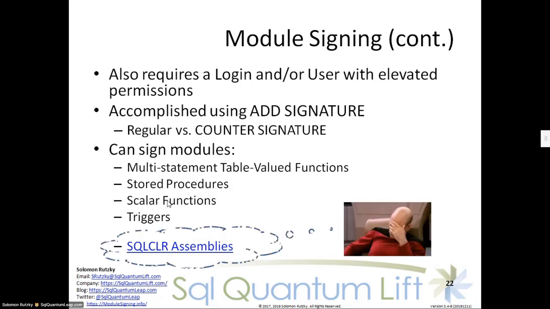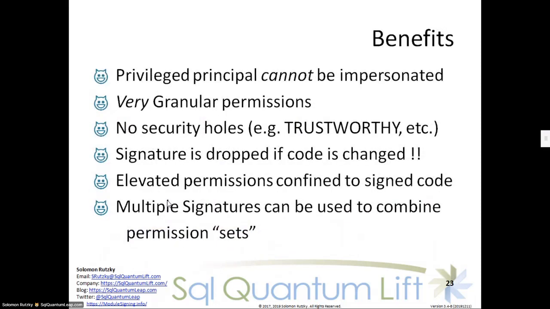You can also sign SQLCLR assemblies to get around the new-ish CLR strict security instance-level configuration security debacle that started in SQL Server 2017. But there's a link to a blog post that describes everything about it, the problems, and how to get around it by doing this. So I'm not going to get into that now.